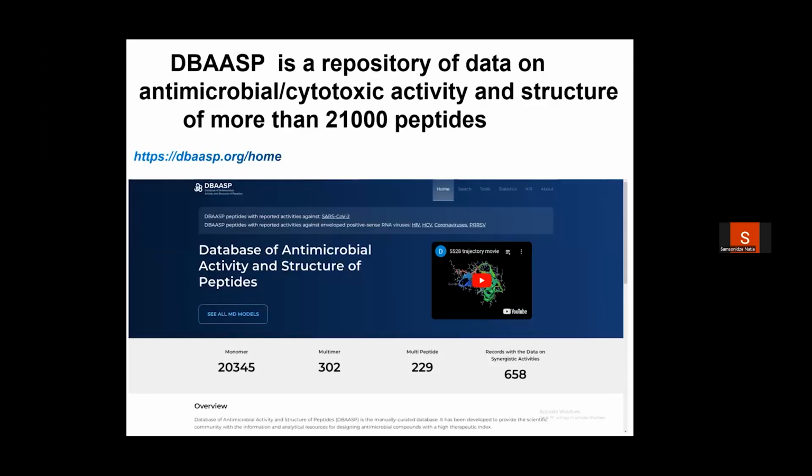The database of antimicrobial activity and structure of peptides is a huge repository of peptides that stores more than 21,000 synthetic, ribosomal and non-ribosomal peptides, with information on their chemical and spatial structure, and also antimicrobial and cytotoxic activities. Here is our address, so you can visit at the moment and check them if you wish.